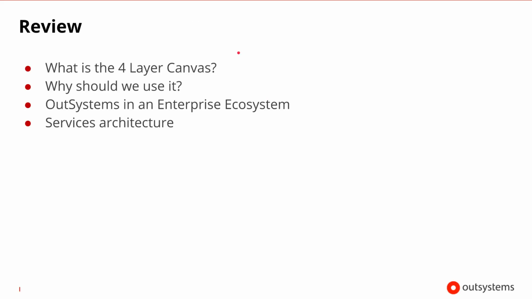So, to review, we discussed what the four-layer canvas is and why it's helpful to use it. We examined how OutSystems components fit in the enterprise and how they map to the layers of the four-layer canvas. We reviewed an example of the services architecture to better understand how different parts of the core and library layers work together.